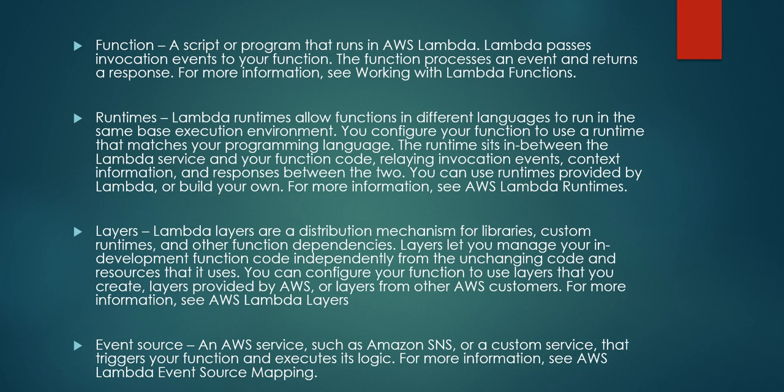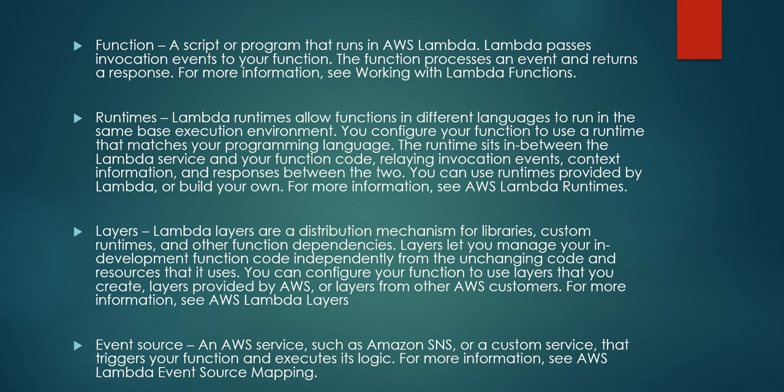Moving on, we have runtimes. Lambda runtimes allow functions in different languages to run in the same base execution environment. You configure the function to use a runtime that matches the programming language that we are using. The runtime sits in between the Lambda service and the function code, relaying invocation events, context information, and responses between the two. We can use runtimes provided by Lambda, or we can build our own runtimes. For more information, you will have to look out for AWS Lambda runtimes official documentation on AWS.